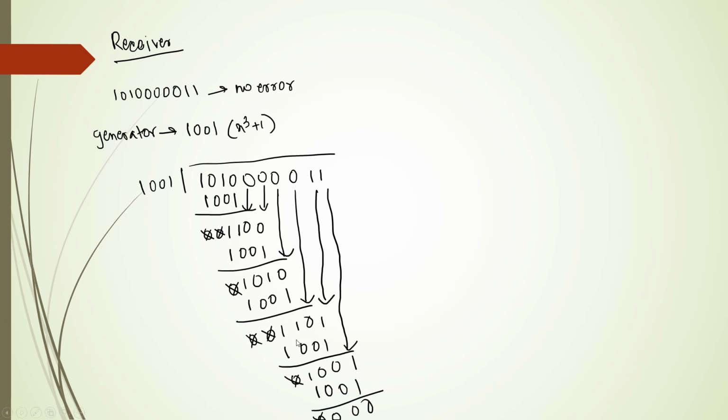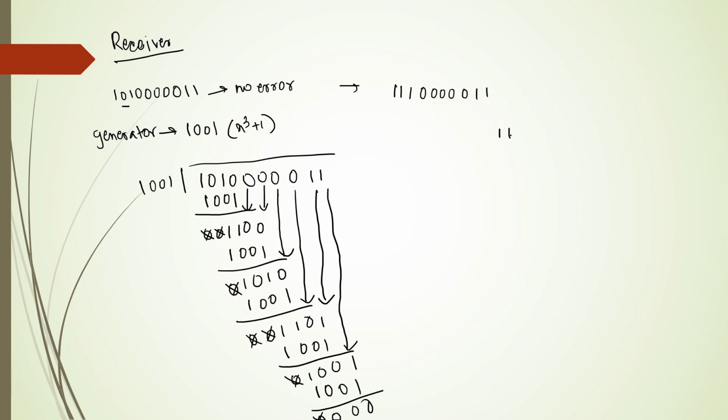Now let us say that there is some error. Suppose this 0 becomes a 1. So now the data will look like 1 1 1 0 0 0 0 and a 0 1 1. Now if I divide this using the generator, let us see what happens.